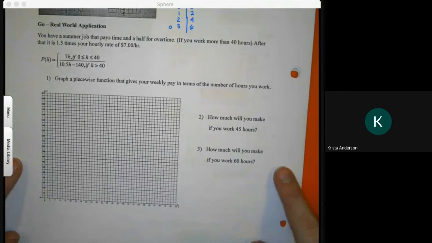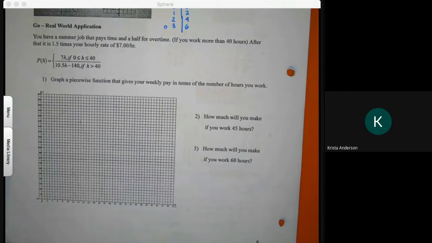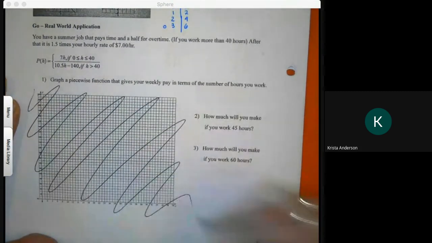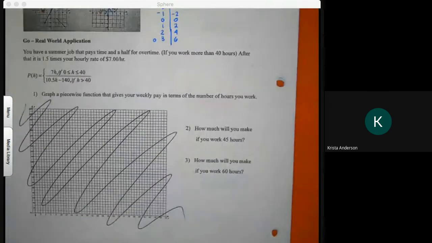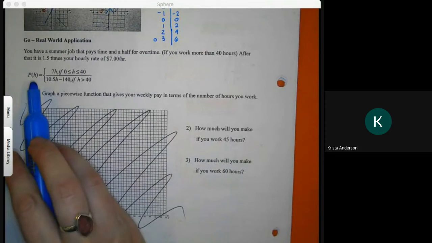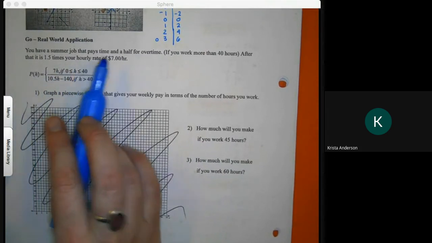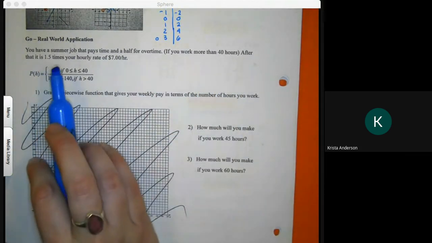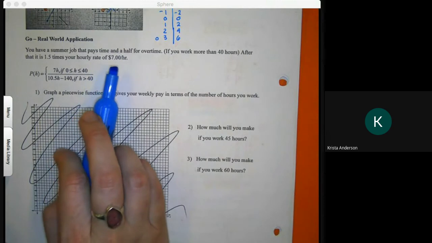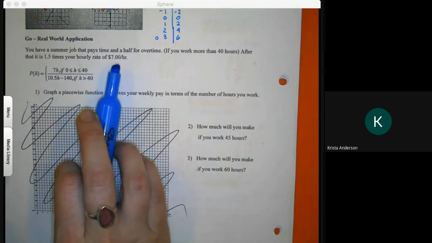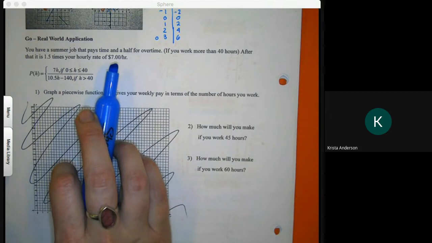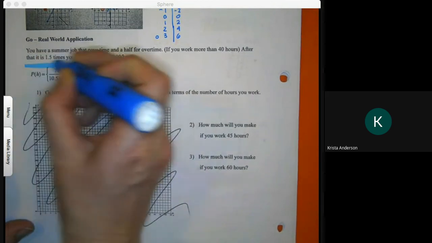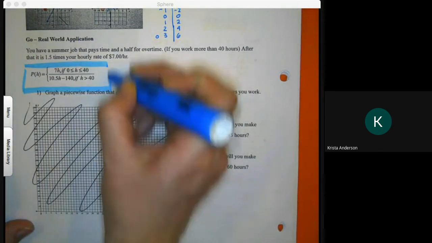Last question. We are not going to graph it. We're just going to talk about using the function. There was a graph. So you have a summer job that pays time and a half for overtime if you work more than 40 hours. After that, it is 1.5 times your hourly rate of $7 per hour. Does anybody have that in their job where they get paid overtime? Yeah. So this is a function we are using to represent our work hours.